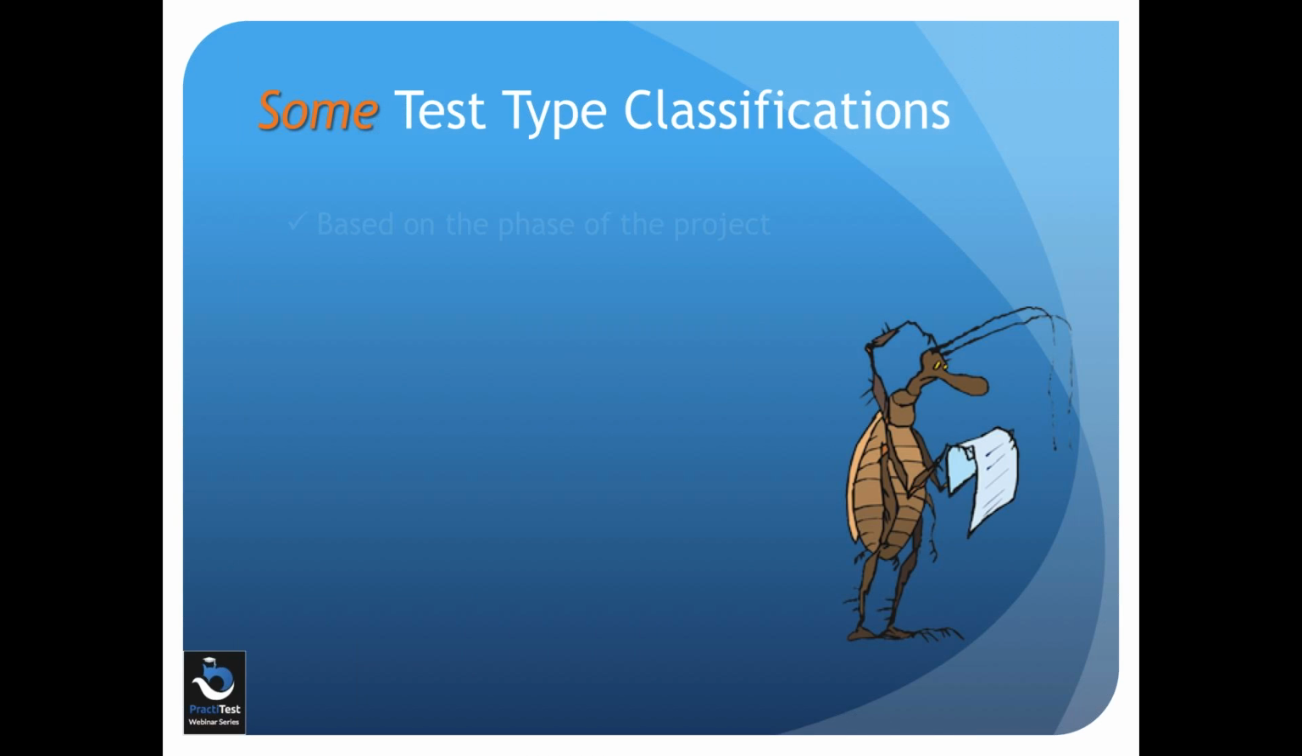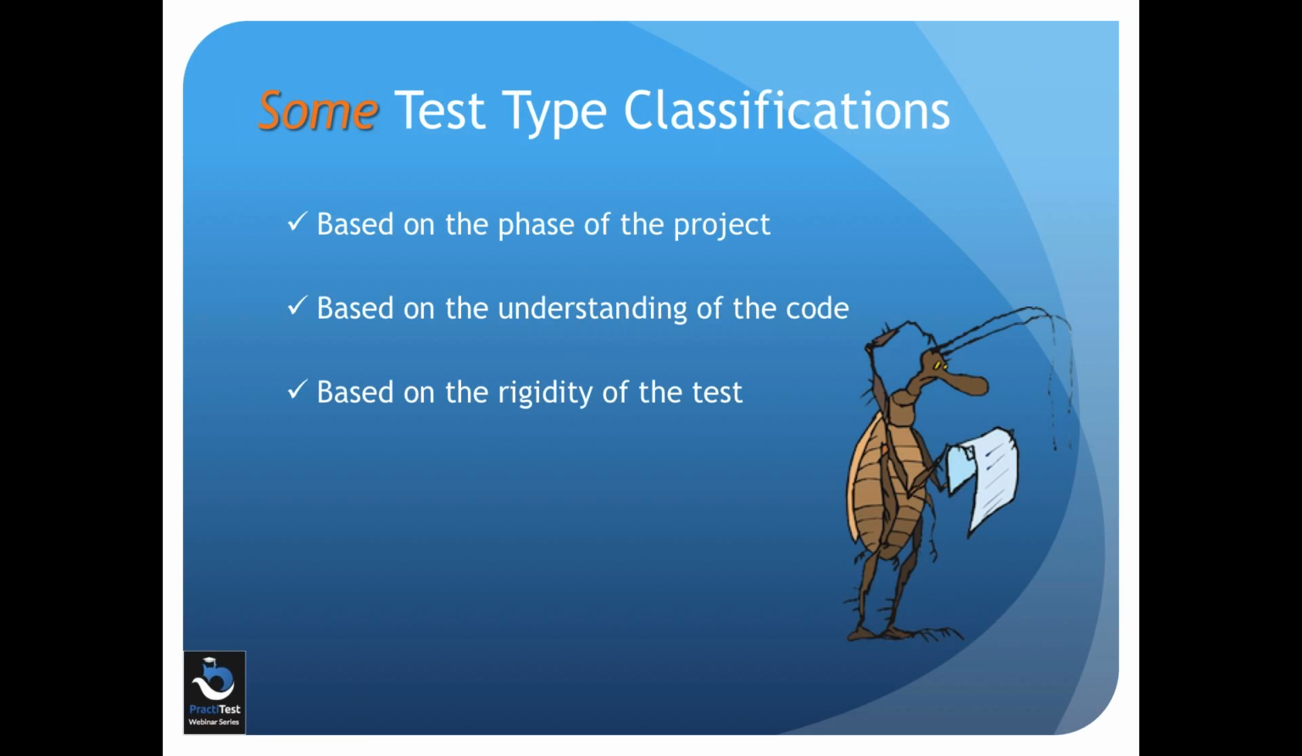But if we look into how we classify our tests, some people tend to classify them based on something very trivial, like in what phase of my project am I going to use different types of tests. Other people may say, hey, I'm going to classify my testing based on the understanding of the code that I have when I'm performing that test. And I will go into more details shortly. Some people try to classify their test cases based on the flexibility or the rigidity of the test. Okay, how much do I need to stick to my script, and how much should I go ahead and explore?